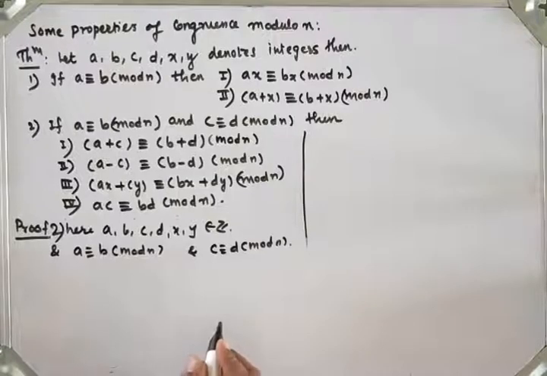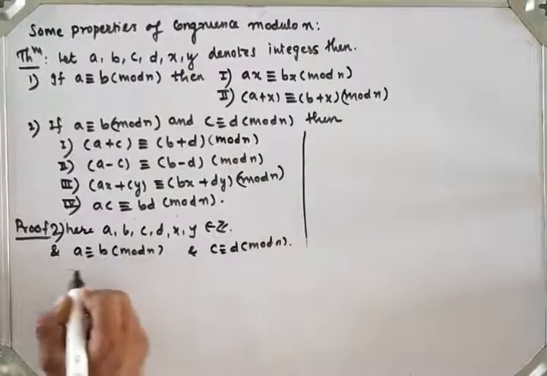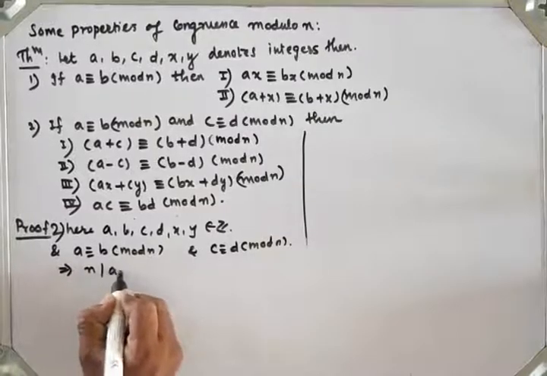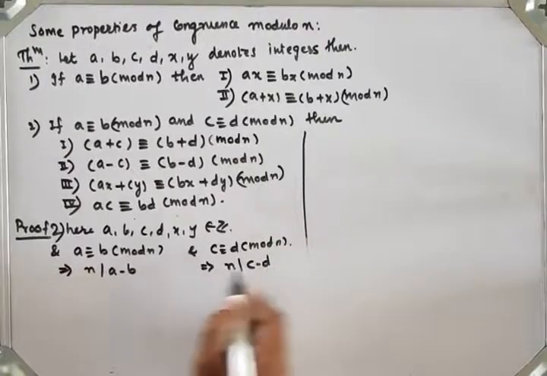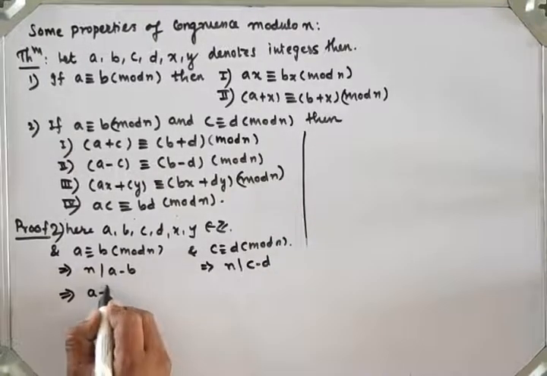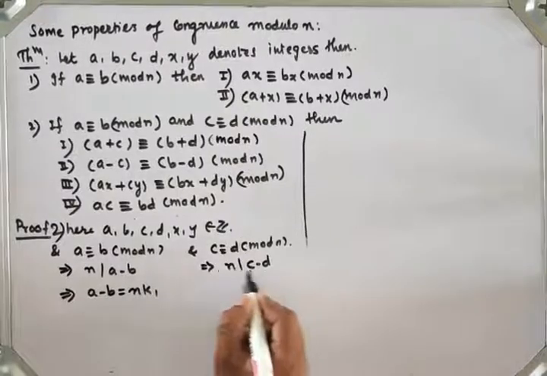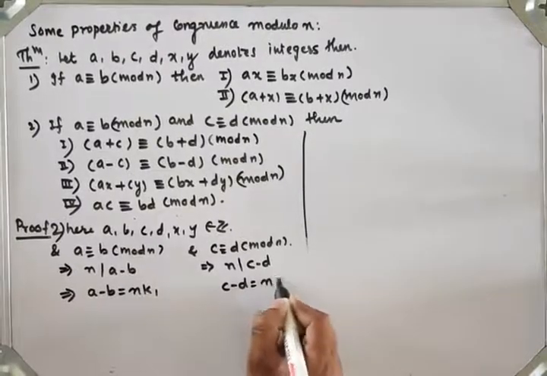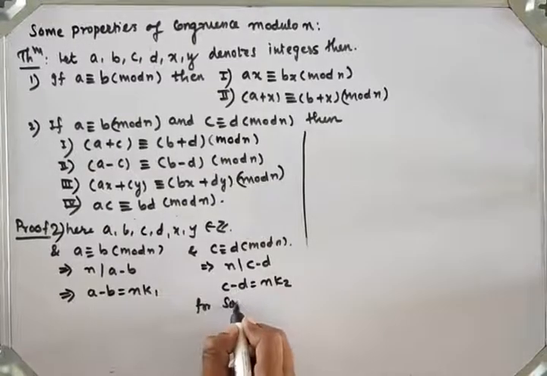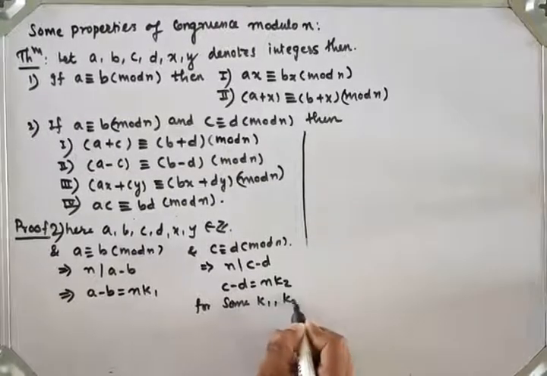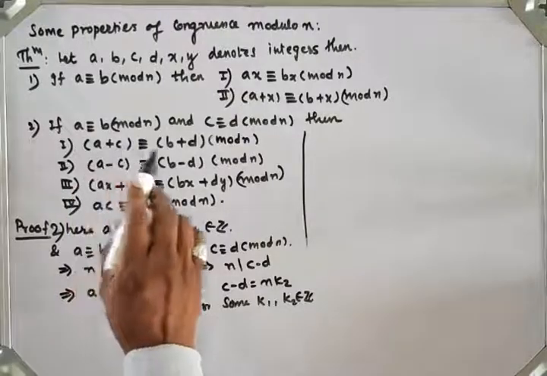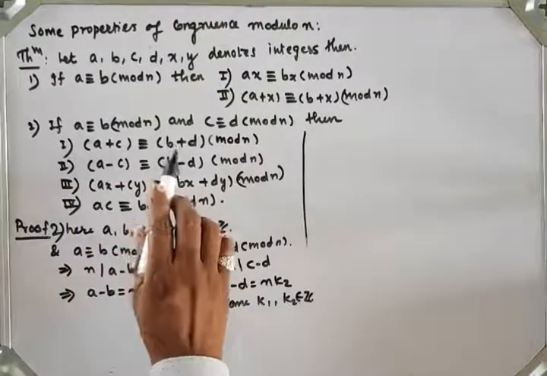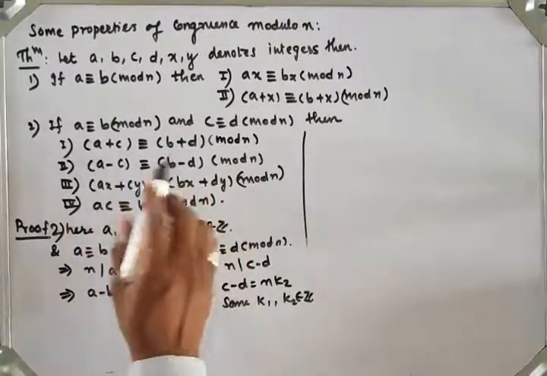Now A congruent to B modulo n means, by definition, n divides A minus B, and C congruent to D means n divides C minus D. Then there exist k1 and k2 such that A minus B is equal to n times k1, and C minus D is equal to n times k2, for some k1, k2 belonging to the set of integers. Now we have to prove that A plus C is congruent to B plus D.